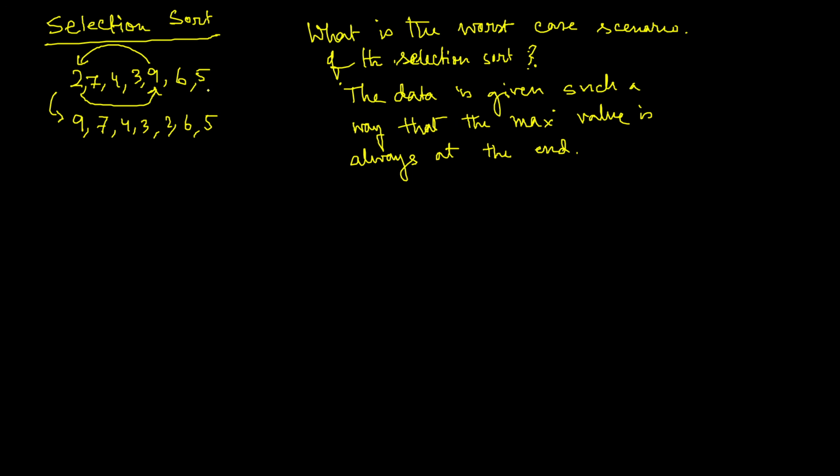Okay. So now, that means if you consider the first pass, you are going for n minus 1 comparisons. I mean, you start from here and go till the end.